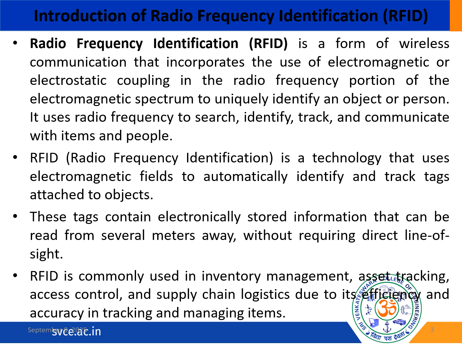So here we'll move on to introduction to radio frequency identification. We are going to learn about RFID. RFID is a form of wireless communication that uses electromagnetic or electrostatic coupling in the radio frequency portion, and it can uniquely identify an object or person. It uses radio frequency to search, identify, track, and communicate with items and people. This is a method used to track or identify an object by radio transmission over the web.